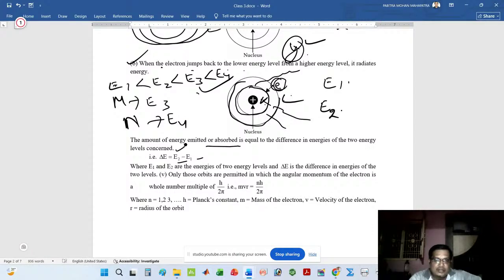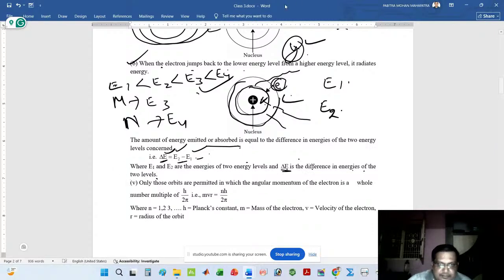Here E2 is greater than E1. So here you can say that E2 minus E1 is the difference, that is the subtraction. So here you can say that is your delta E. Delta E means E2 minus E1. So what amount of energy will it release when it jumps from L to K cell, that is the delta E amount. Here E1 and E2 are the energies of two energy levels. Delta E is the difference in energy of the two levels. And here another point is also given. Let me try to explain.